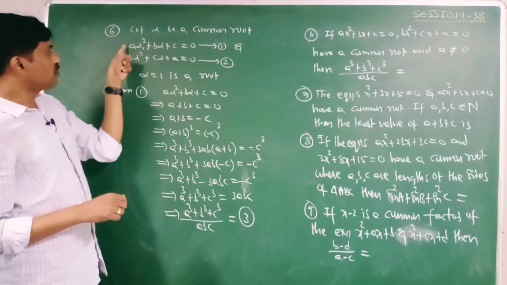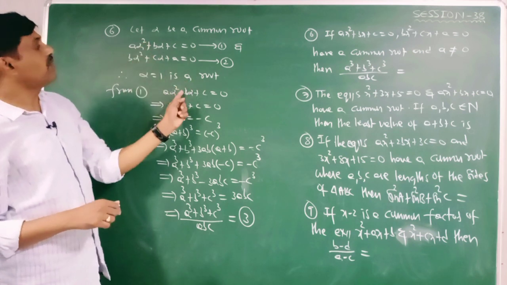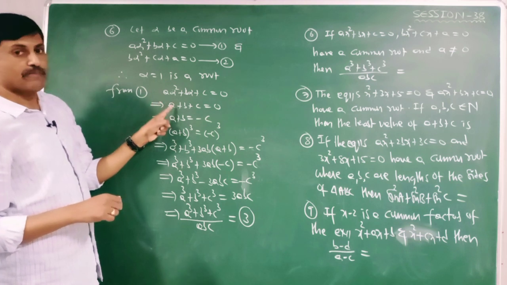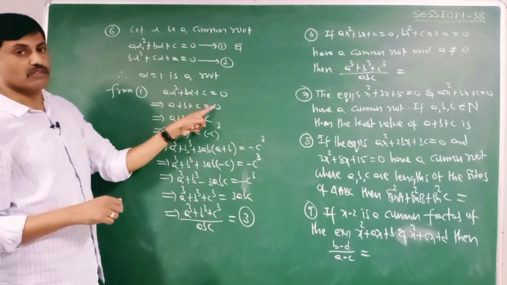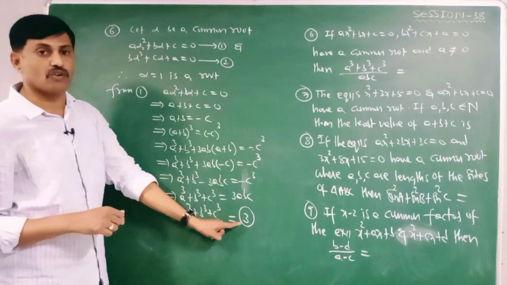Let alpha be a common root; alpha satisfies both quadratic equations. From this, we have to observe very clearly, alpha is equal to 1 is a root. If you put alpha equal to 1 in equation 1 or equation 2, we get the same value, a plus b plus c is equal to 0. From this condition, the value of this expression is equal to 3.